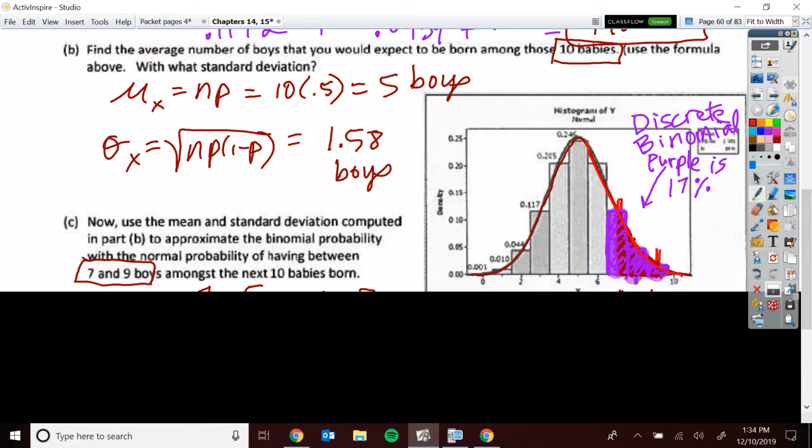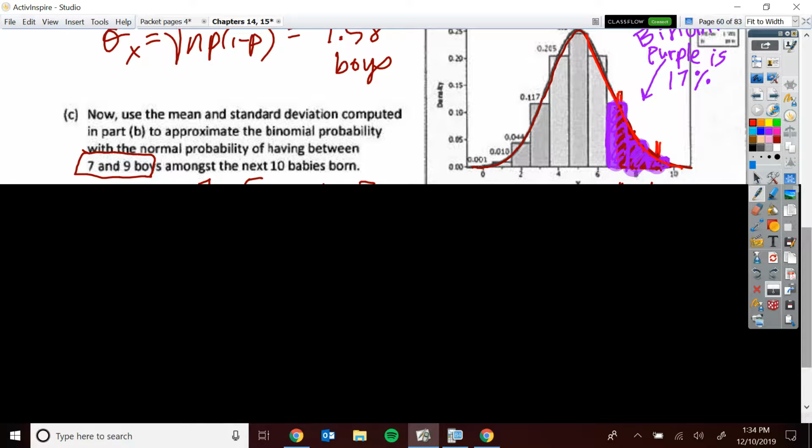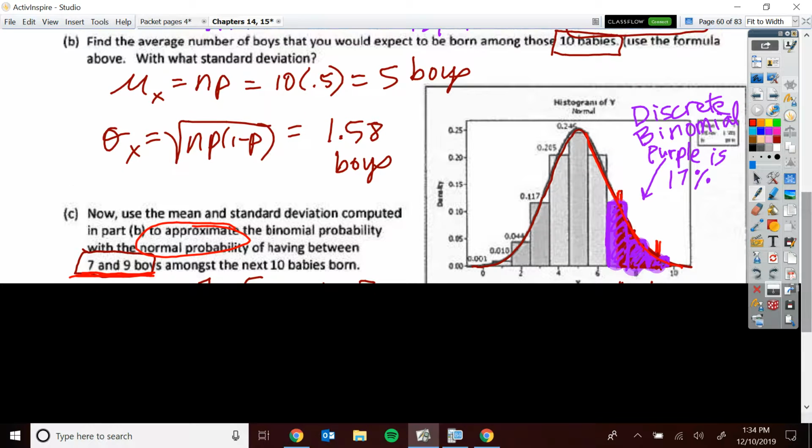What would you do if I asked you to make a normal approximation with 7 to 9 boys? How would we do that if we just had that problem on our Chapter 6 test? We have a mean and a standard deviation, and 7 to 9. What's the probability from 7 to 9 boys? Get your z-scores. Okay, so how do we do that?